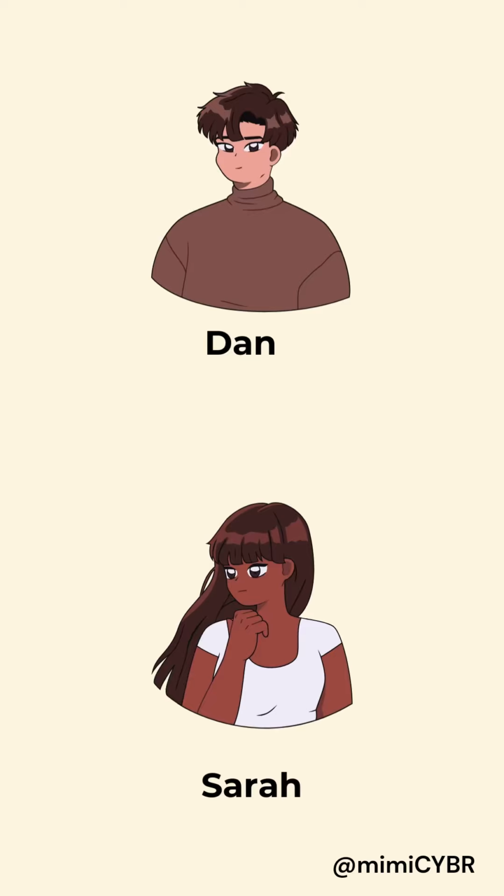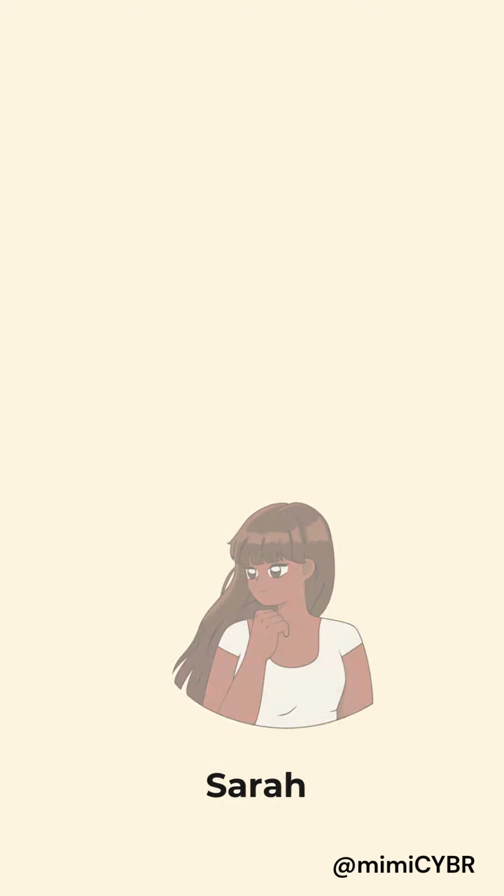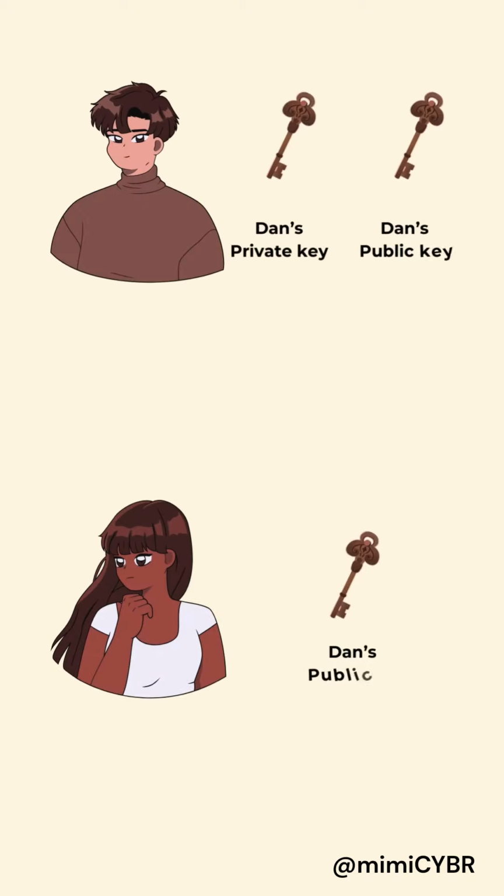Imagine there are two friends, Dan and Sarah. Dan wants to send a secret message to Sarah and he doesn't want anyone to alter or make changes to that message. And Sarah, on the other hand, wants to ensure that the message she receives from Dan is 100% from him. Now, Dan remembers he has two keys, a private key and a public key.